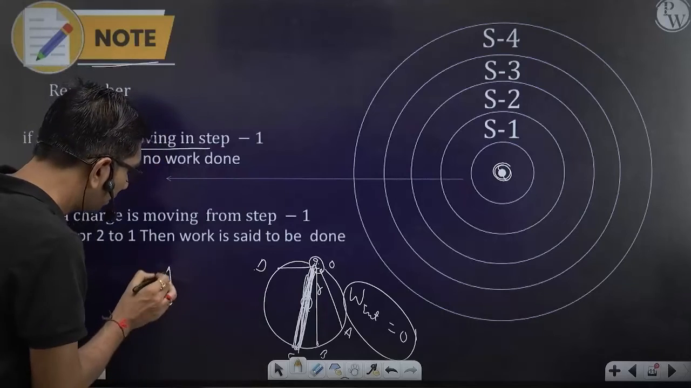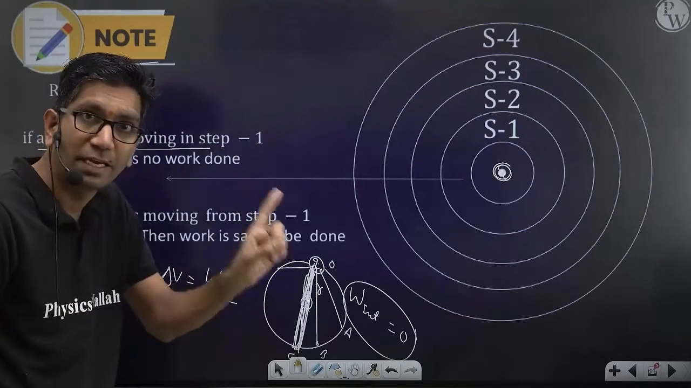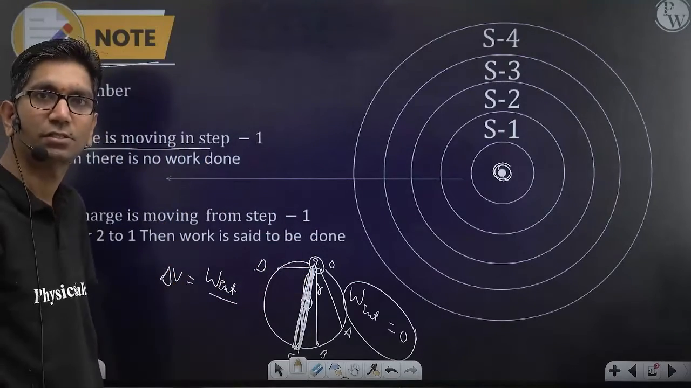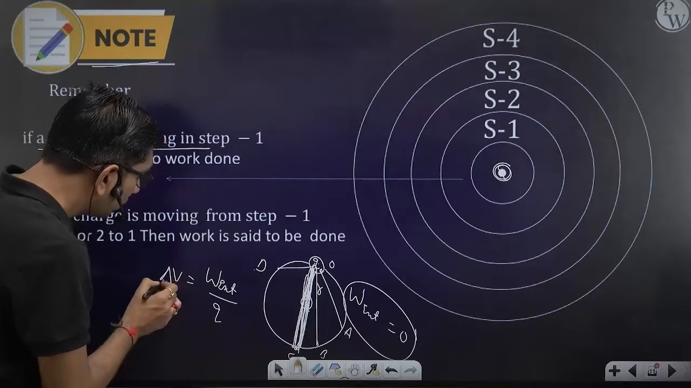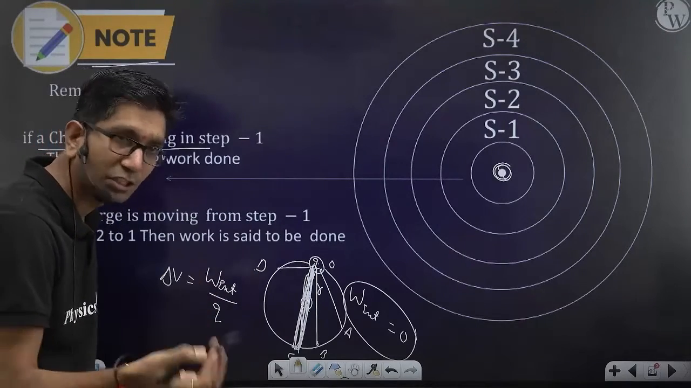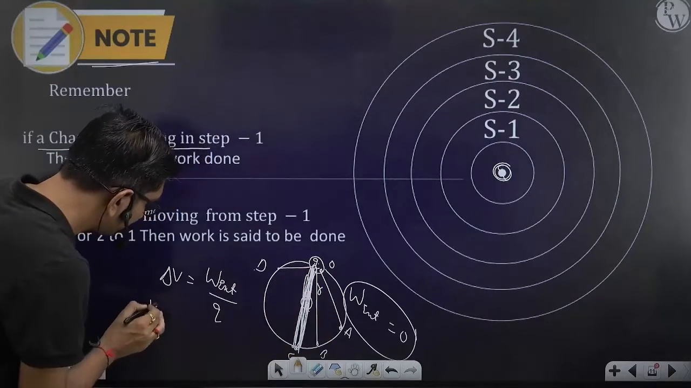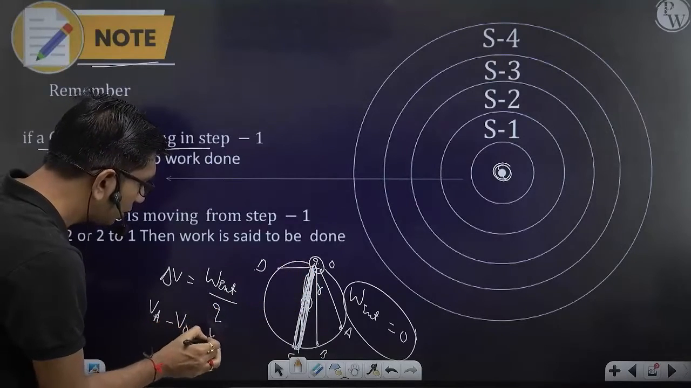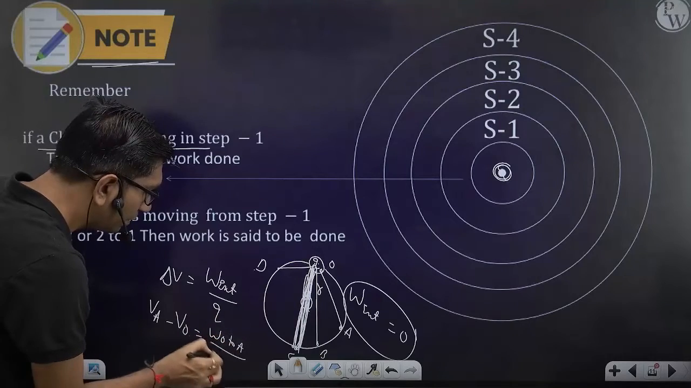So delta V is equal to... he is asking about the work done. I said it to you in the beginning: based on this formula, you will be getting the questions. Okay, Q. Now, delta V is what? Final minus initial. Finally, where is it reaching? So in this case, VA minus, initially where is the charge? It is at point O. So O to A. Work done from O to A for bringing a charge small q.